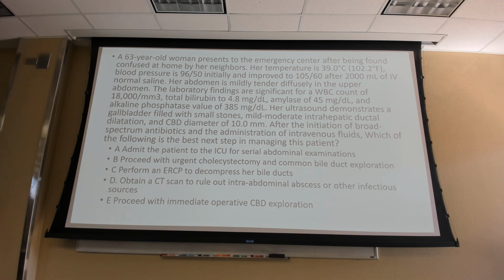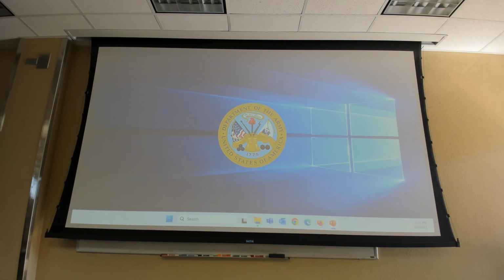All right, so ultrasound has a gallbladder filled with stones, mild to moderate intrahepatic ductal dilatation, CBD is 10. Started on broad spectrum antibiotics, IV fluids. What's the next best step for this patient? Yeah, I heard it, Charlie, right? This one, yeah, she's going to need an ERCP. Good. And I know we talked about, if they can't get an ERCP or they're not a surgical candidate, what can we do for these? Yeah, biliary drain. Good. All right, let's move on to the other one.